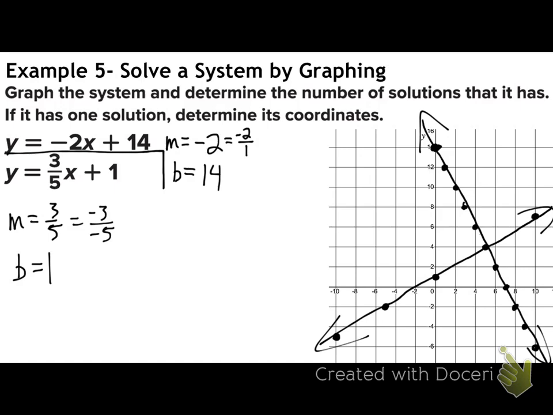How many solutions am I going to have here? One. How do you know that? Because it's only crossing once. Yeah, it's only crossing at one ordered pair. It's not the same line, and they're not parallel lines, correct? So if they just intersect at one point, that means that there is just one solution. So that's the first thing it wants me to do, determine the number of solutions that it has. It's got one solution. If it has one solution, which it does, determine its coordinates. So what's the ordered pair of our solution here?